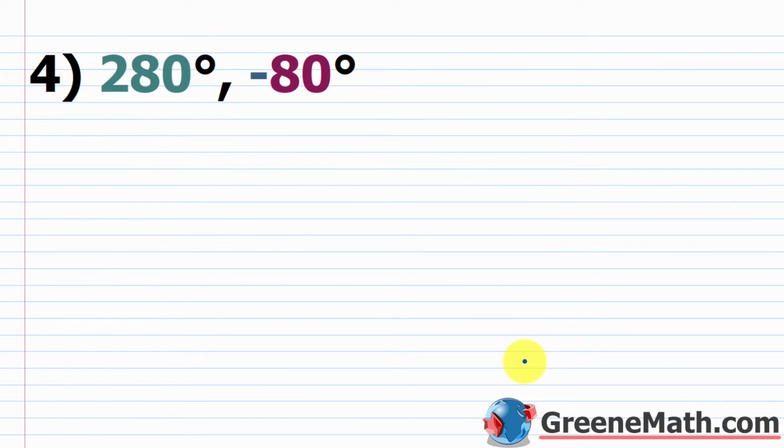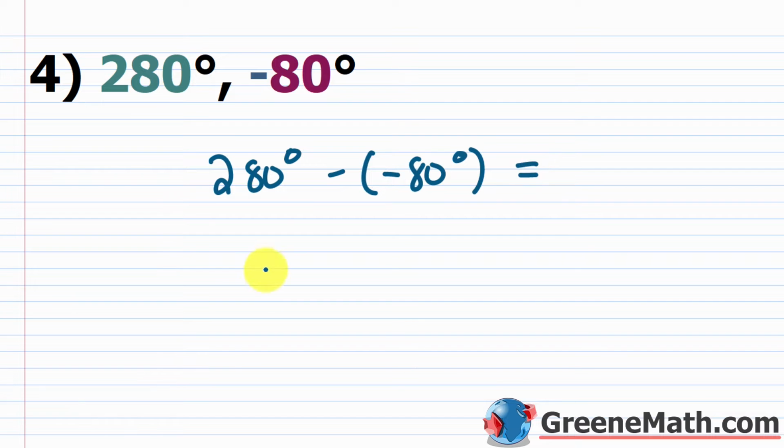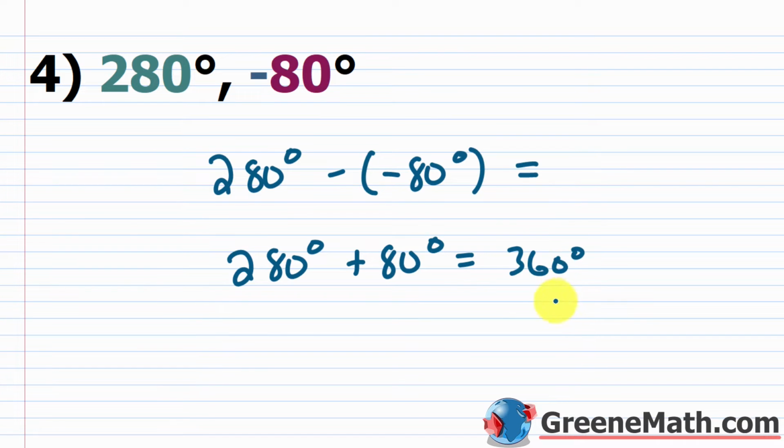Okay, let's look at problem 4. So here we have 280 degrees and negative 80 degrees. So you have to be very careful when you have these negative angles. Remember, you can produce a negative angle by rotating clockwise. So I would still do my subtraction. So I would go 280 degrees, but here I'm going minus a negative. Okay, so you have to keep that in mind. When you do minus a negative, it's plus a positive. So this is 280 degrees plus 80 degrees, which is equal to 360 degrees. So yes, these guys are going to be coterminal angles.